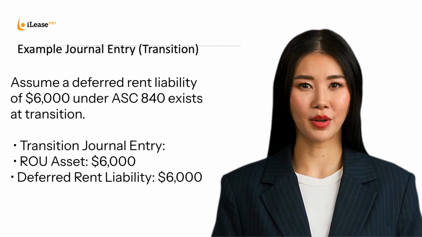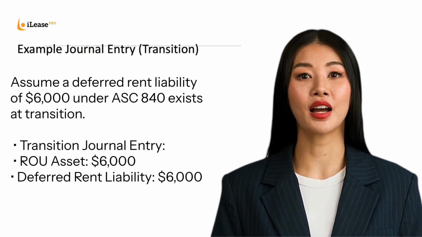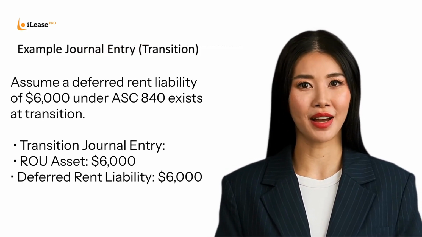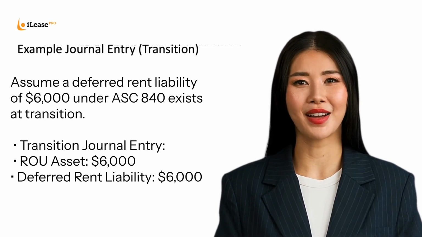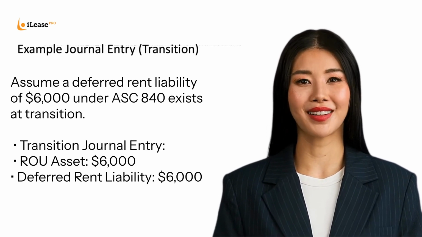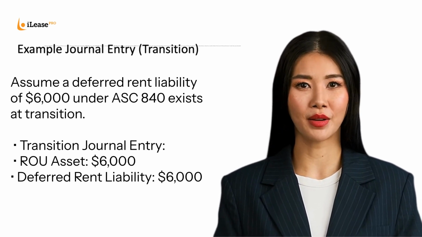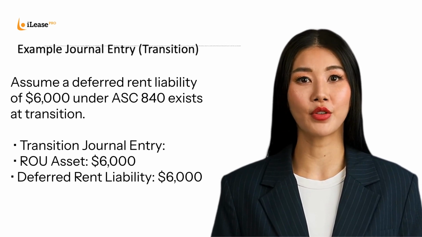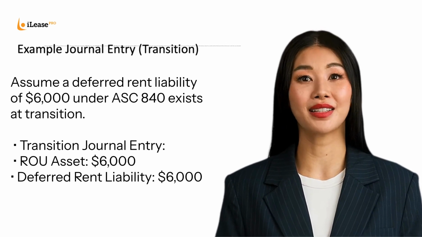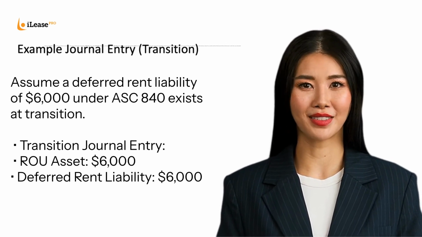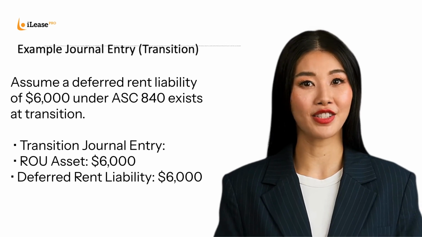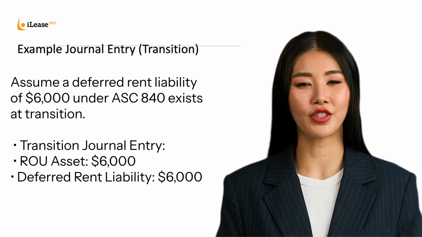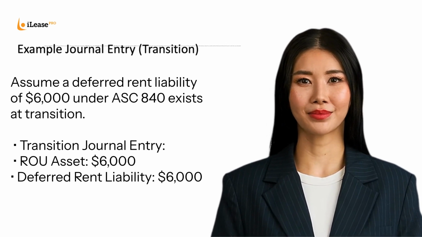Here's a detailed example of a transition journal entry. Assume a deferred rent liability of $6,000 exists under ASC 840 at the time of transition. Under ASC 842, this liability is reclassified into the ROU asset. The journal entry removes the deferred rent liability and increases the ROU asset by the same amount. This adjustment ensures the balance sheet accurately reflects the lease's financial impact under the new standard.